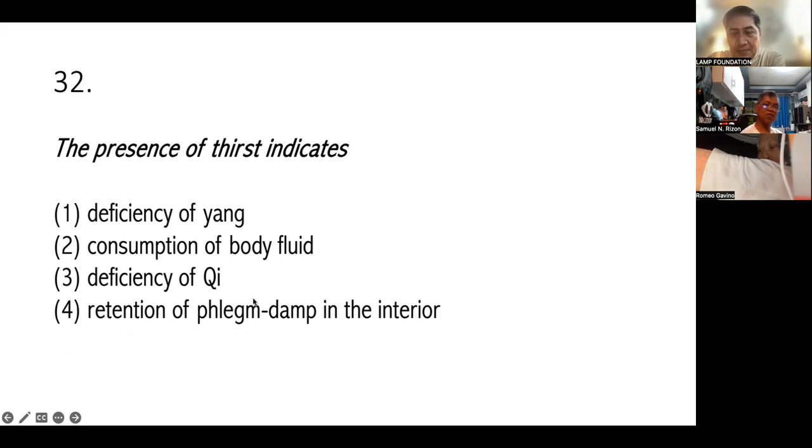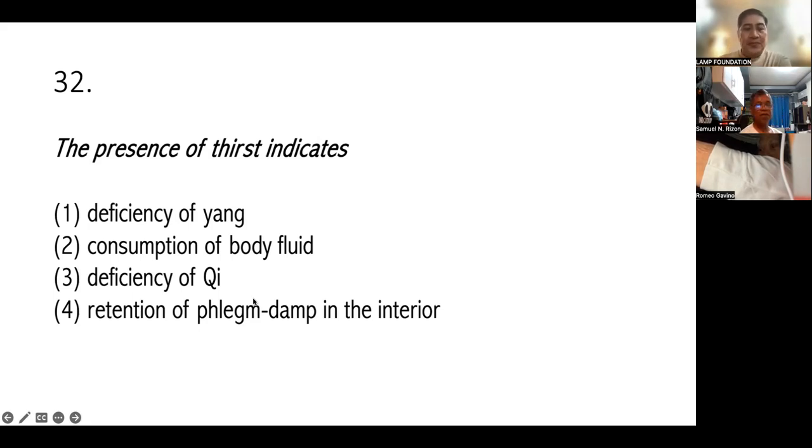Mabilis, rapid po siya. So pag rapid pulse, yung pulse mo, anong ibig sabihin no? Immediately what comes to mind? Full heat po. Okay. Rapid. Heat. Wag full heat ka agad. Kasi it could be deficient, no? Or empty heat, or it could be full heat. Okay, just say heat.